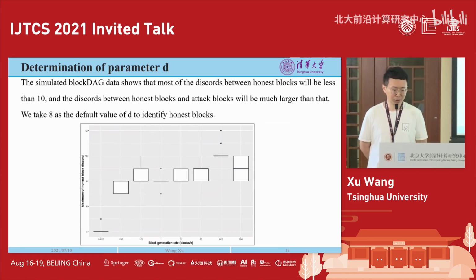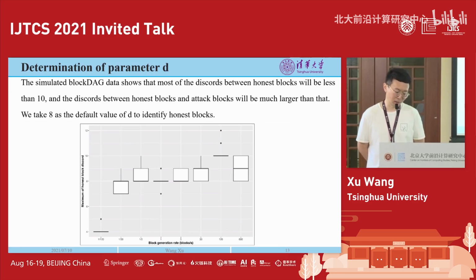Next, we talk about the parameter determination. The first parameter is D. We found through the simulated block data that most of the discords between honest blocks would be less than 10, and the discord between honest blocks and attack blocks would be much larger than that. So in this research, we take 10 as the default value of D to identify the honest blocks.